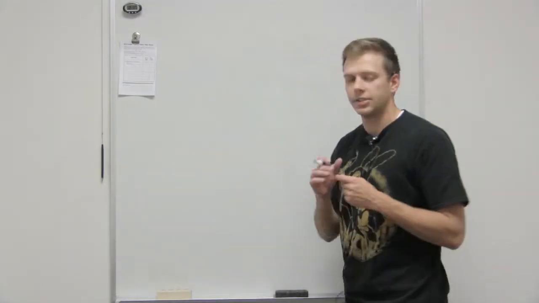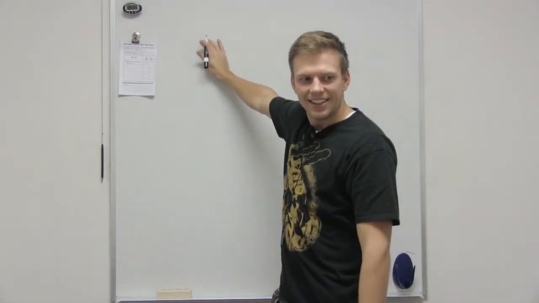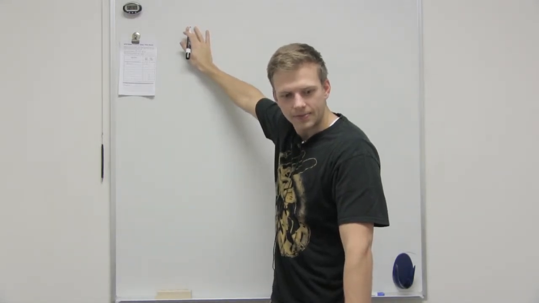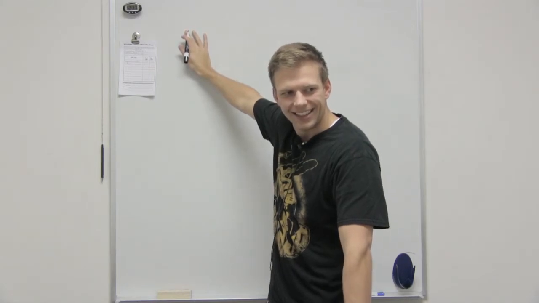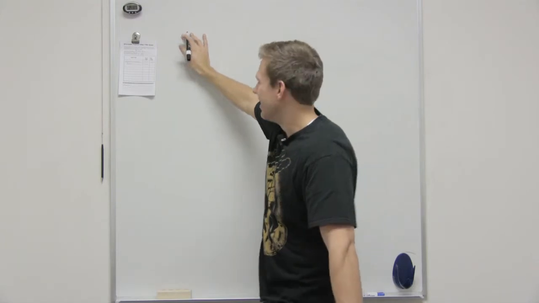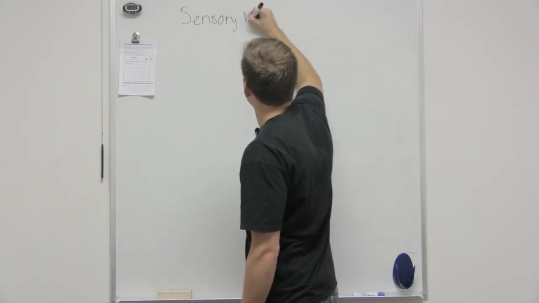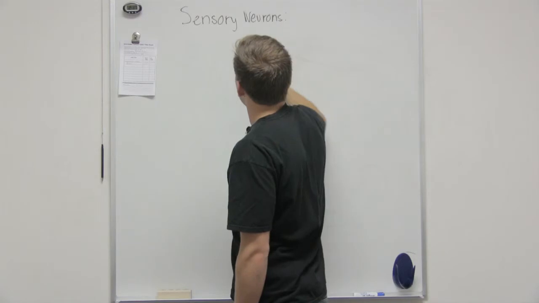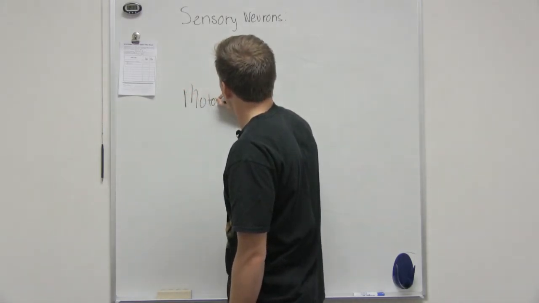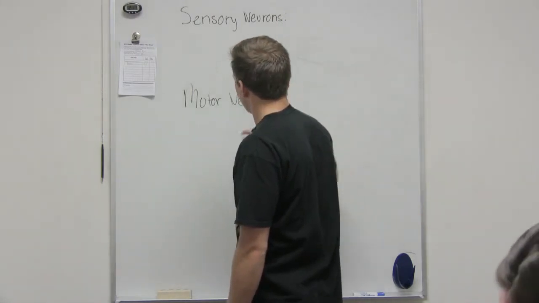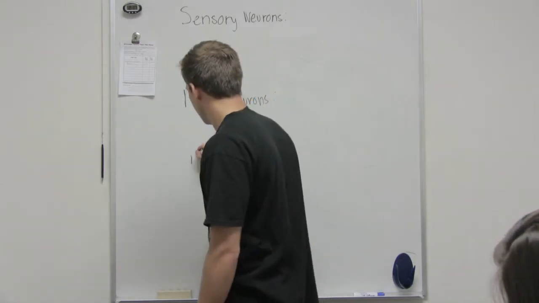All right. So there's three kinds of neurons. Can you tell me which ones they are without looking? I don't remember. All right, that's okay. So we have sensory neurons. And then we have our motor neurons. Oh, that's right. I even sticky noted it. And then we also have interneurons.